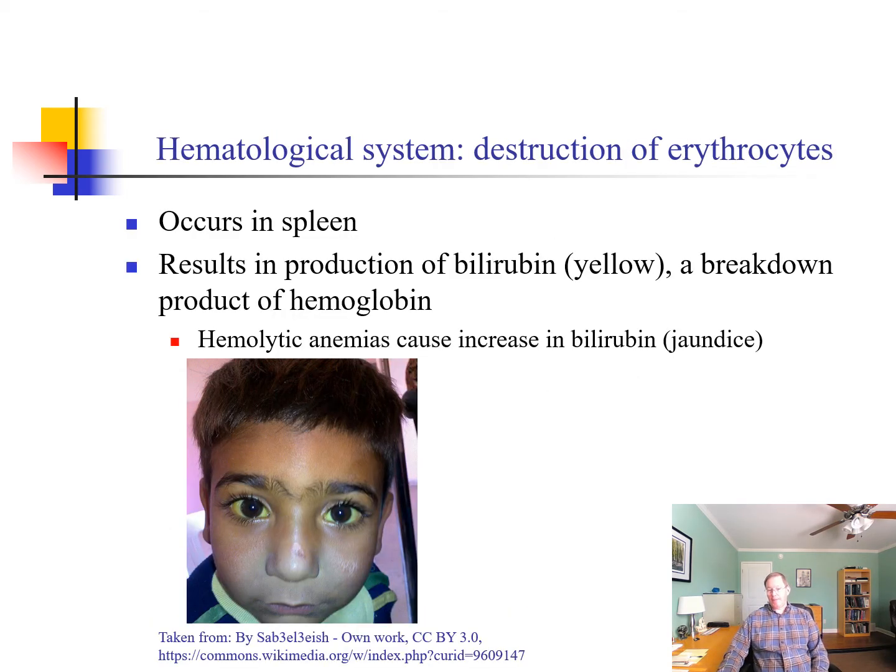So I mentioned that this destruction of erythrocytes occurs in the spleen, and it produces bilirubin, which is a breakdown product of hemoglobin. And I mentioned to you also about these hemolytic anemias where you break down cells. And this young, cute little child right here actually has jaundiced eyes. You can see the sclera, the whites of the eyes, are actually yellowish.